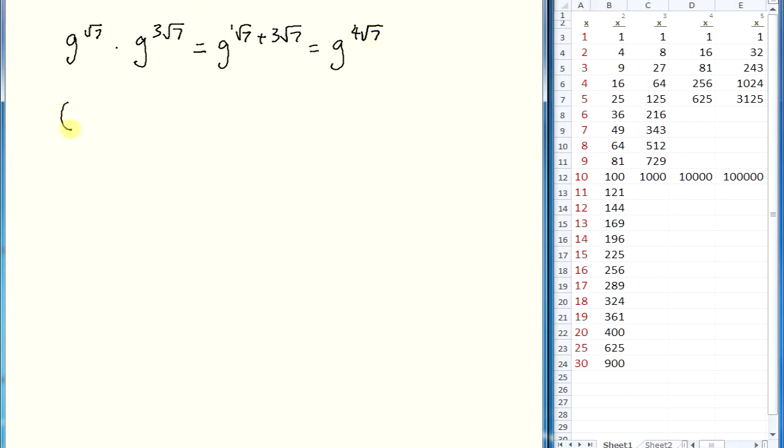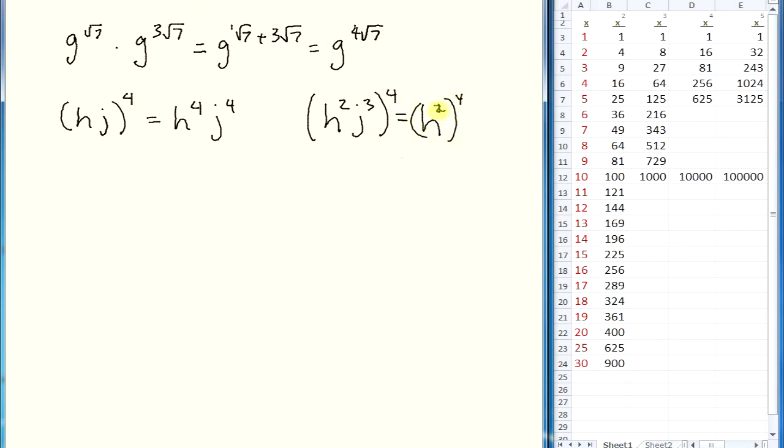Again, I've mentioned this one on other occasions, that if you have hj, and let's say you raise it to the 4th, you're allowed to go h to the 4th, j to the 4th. If you have h squared j to the 3rd, and you raise it to the 4th, you can go h squared to the 4th, that's a 2, which means it's h to the 8th, and j cubed to the 4th, which is j to the 12th. So h to the 8th, j to the 12th.